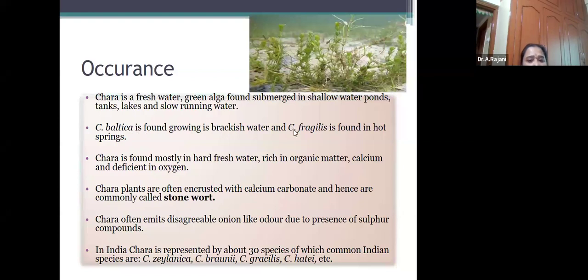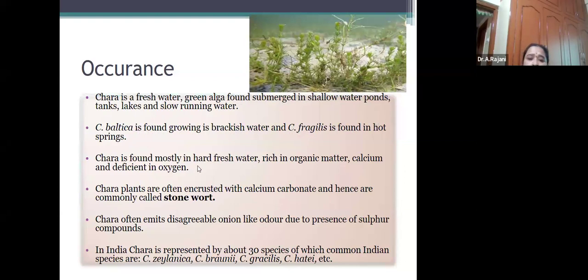Chara fragilis is found in hot water springs. All the others are found in freshwater, lakes, tanks, and reservoirs like this. Only two species are found in salt water or brackish water, Chara baltica, and in hot water streams or hot water springs, Chara fragilis.